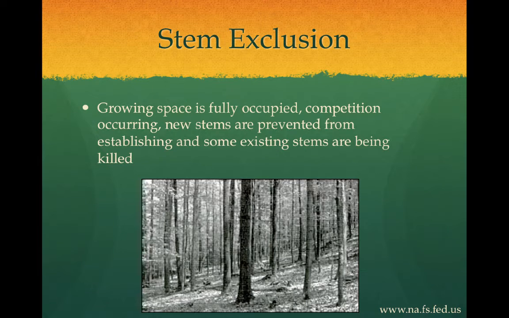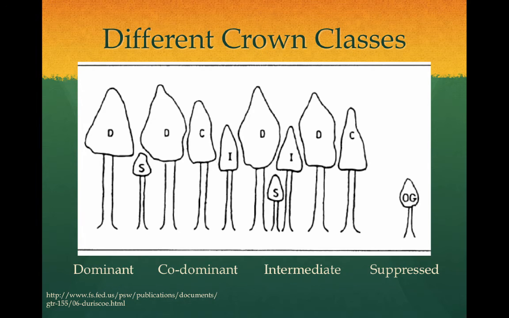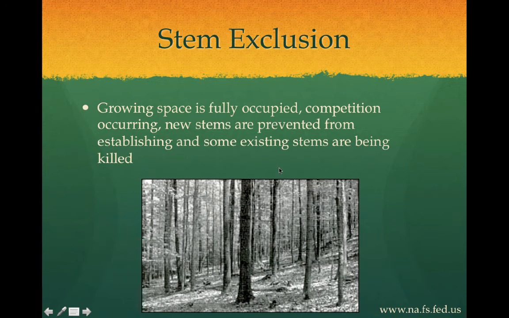So stem exclusion, what's happening during stem exclusion? Well, the growing space is fully occupied. Competition is occurring. New stems are prevented from establishing, and some existing stems are being killed. Often stem exclusion looks pretty open and kind of park-like. You don't have a lot going on in the understory. All that growing space is currently being used by the overstory, by that first cohort.